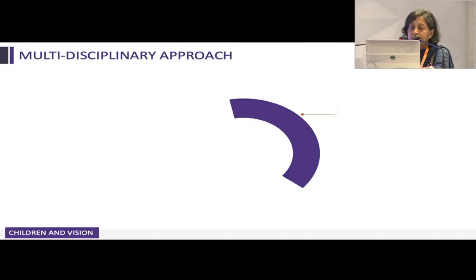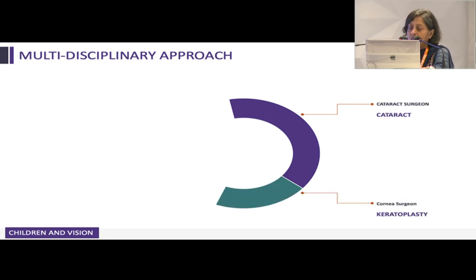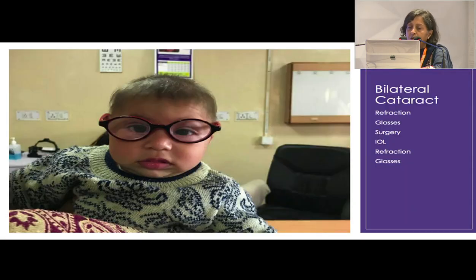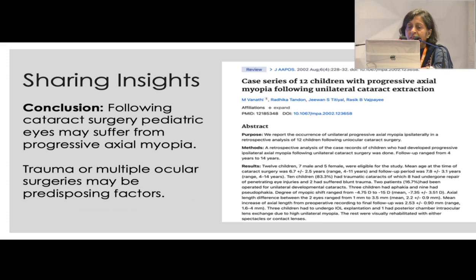So as I said before, a multidisciplinary approach, and the cataract, the keratoplasty, secondary glaucoma. Largely, as anterior segment surgeons, we can manage the cataract, and we have a reasonable knowledge of squint and amblyopia. It's the glaucoma which is a little difficult for us. So you do need a very good glaucoma expert who can help you with that. Sharing some insights regarding pediatric cases.